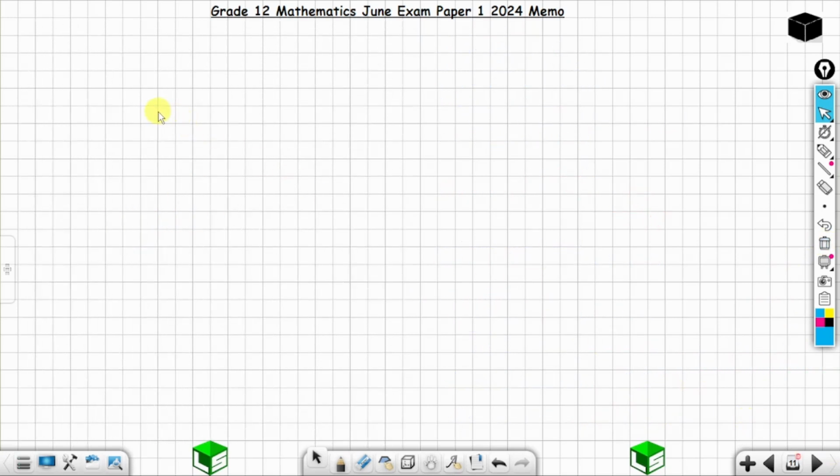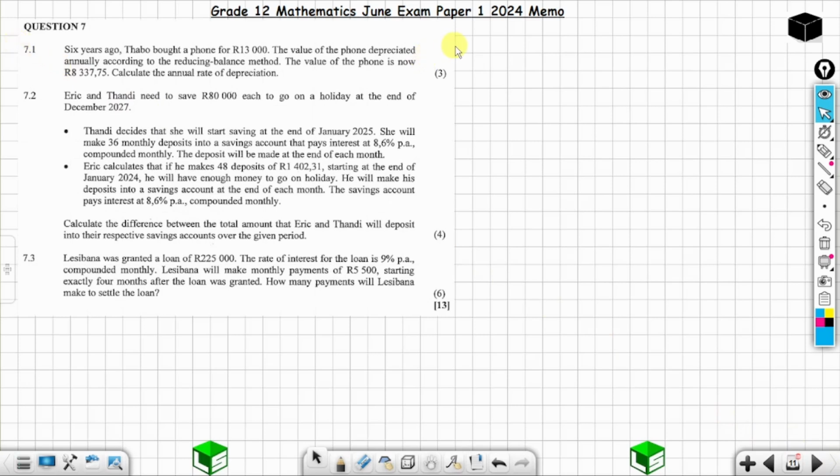Now question 7, okay? 7.1. 6 years ago, Tabo bought a phone for 13,000 rand. The value of the phone depreciated annually according to the reducing balance method. The value of the phone is now 8,337.75 cents. Calculate the annual rate of depreciation. 3 marks.